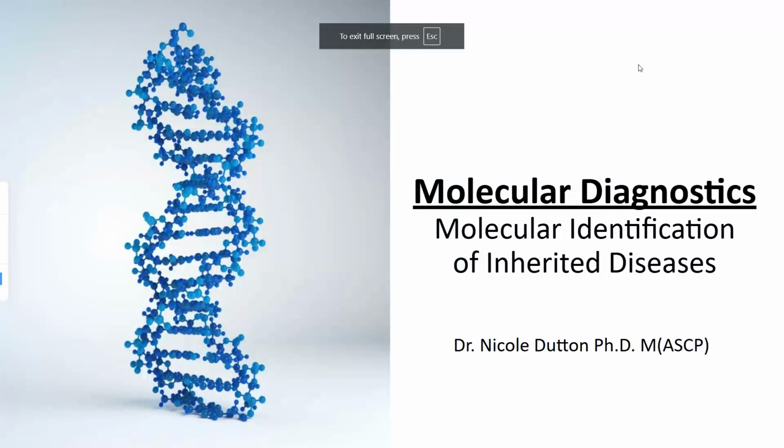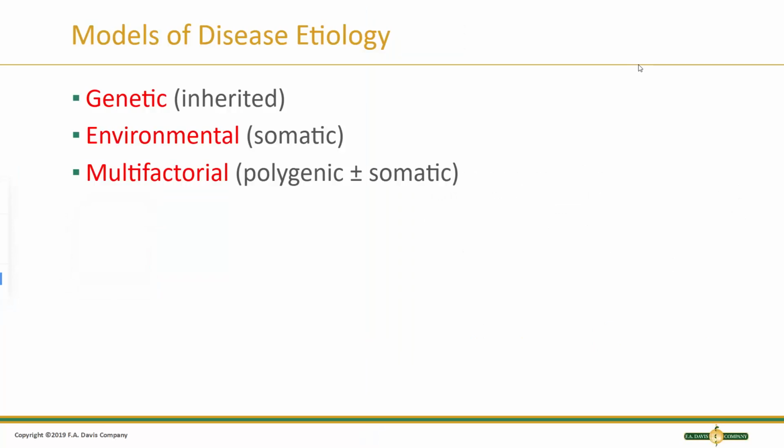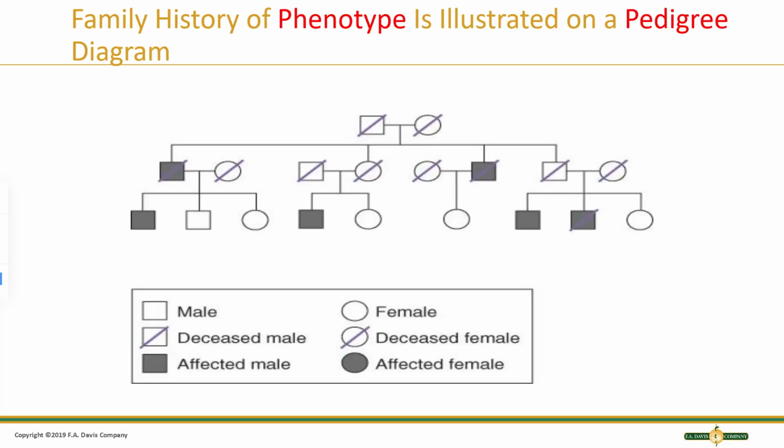Molecular identification of inherited diseases. Models of disease etiology. So genetic would be inherited, environmental would be somatic, and multifactorial are polygenic and somatic. Family history of phenotype is illustrated on a pedigree diagram.